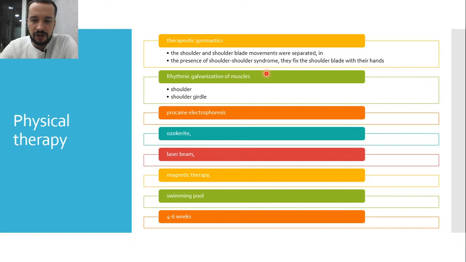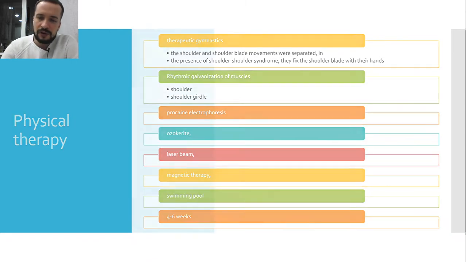Rhythmic galvanization of the shoulder and upper arm muscles, procaine electrophoresis, laser beam, magnetotherapy, and exercise in a swimming pool are also used. Recovery of working capacity occurs after 4-6 weeks.